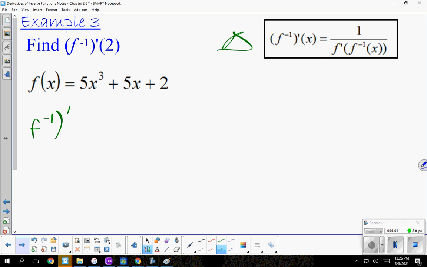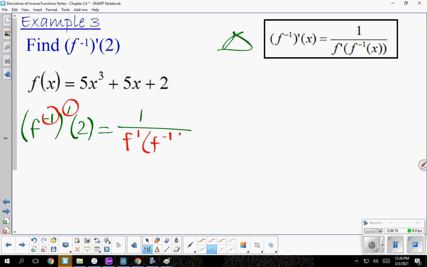The inverse derivative of 2. Remember, we're going to flip the whole thing. And then I'm going to take these two here and flip them. So I'm going to take the derivative first, and then I'm going to plug in the inverse of 2. And remember, this is where we're starting.